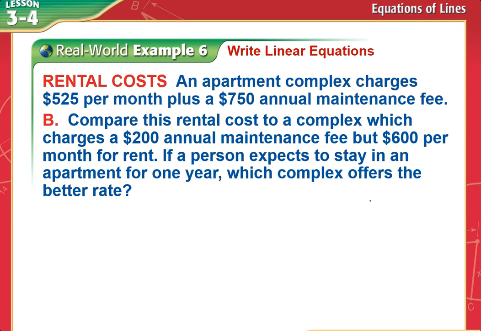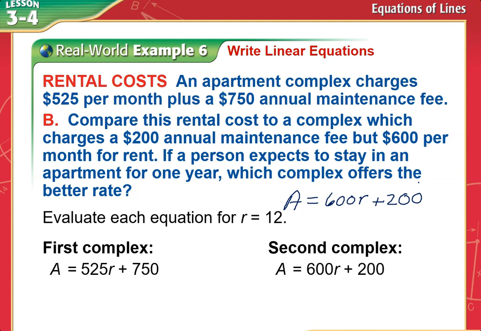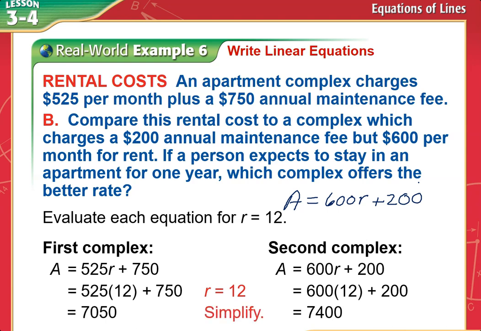Okay, part B. Compare this rental cost to a complex where it charges $200 annual maintenance fee, but $600 per month. So we're going to have an equation, A equals $600 per month, $600 plus a maintenance fee of only $200. So evaluate each equation for r equals 12. First complex, we're going to put in 12, and second complex, we're going to put in 12. And when I do so, I get 7,050 and 7,400. So it looks like it's cheaper for the first complex.